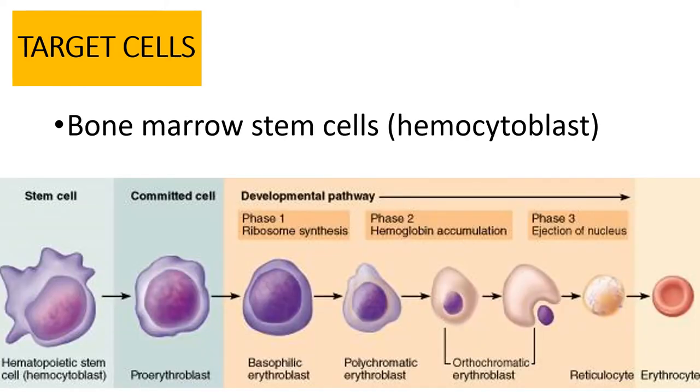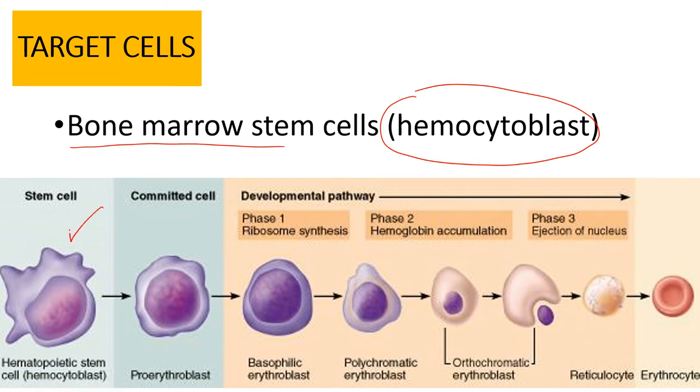Now, the target cell, remember where red blood cells get made. Red blood cells get made in the red bone marrow. And the cell that actually leads to the production of red blood cells is called a hemocytoblast. This is actually the cell that results in the production of red blood cells. So you've got this hemocytoblast sitting here in the bone marrow, and it could make literally anything. It could turn into a white blood cell, a red blood cell, or a platelet.